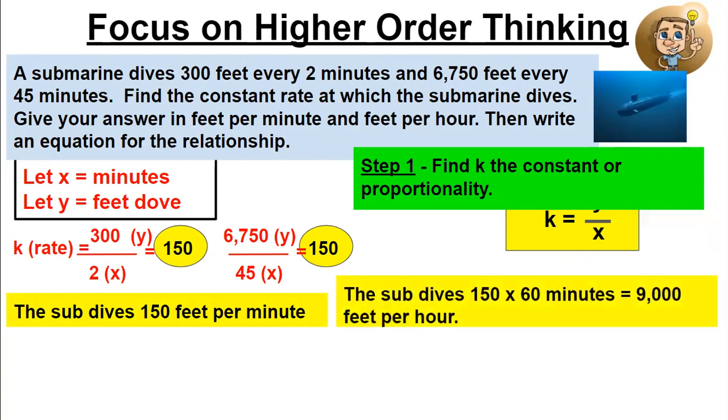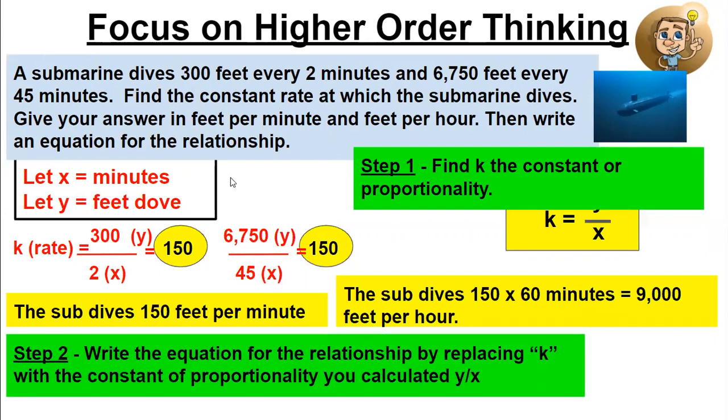So now we have to do the second part. Give your answer in feet per hour as well. So the sub dives 150 feet per minute times 60 minutes, because there's 60 minutes in 1 hour, right? So they'll dive 9,000 feet per hour. See how I did that? 150 feet per minute, and then there's 60 minutes in an hour, so that's 9,000 feet per hour.